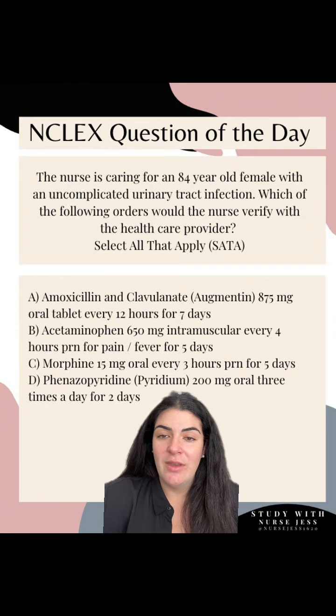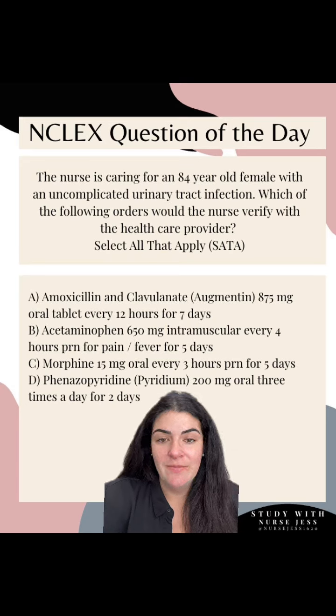So option A, we have amoxicillin clavulanate, which is Augmentin. You won't be seeing Augmentin, but you'll see the other name. This is an antibiotic, and it's 875 milligrams. Oral tablet every 12 hours for 7 days. Now, this is a pretty good prescription. It seems to fill in all of the requirements.